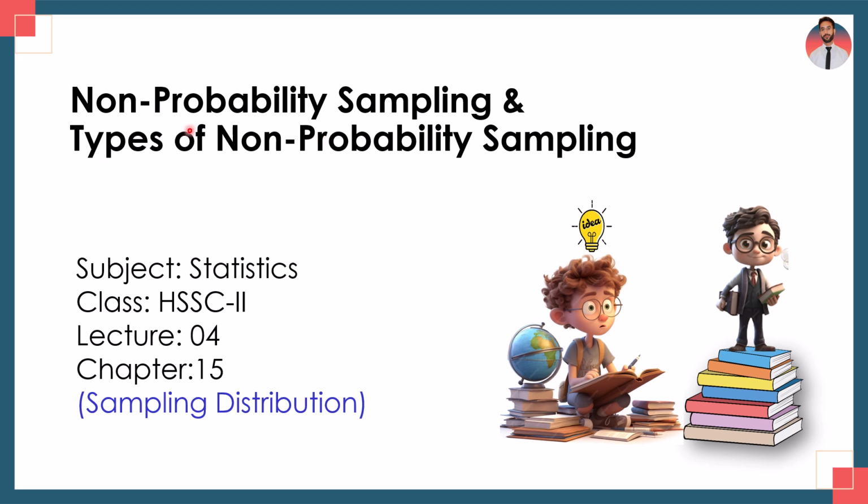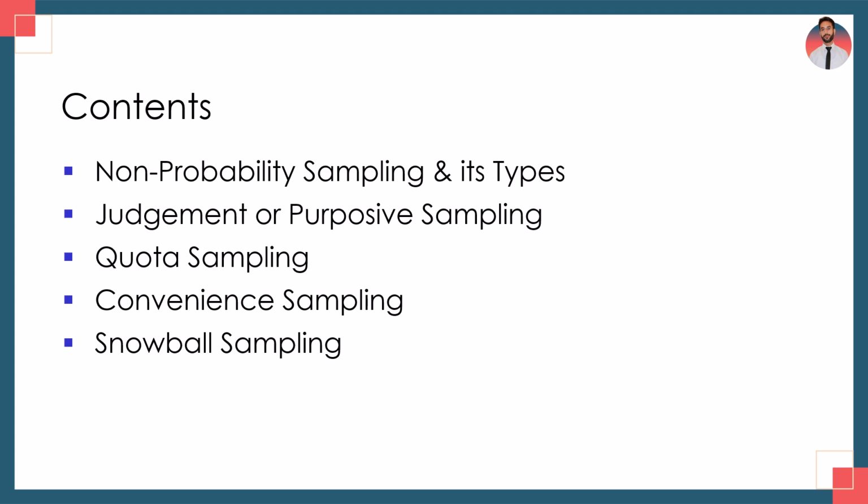Let's start the topic non-probability sampling and its types. In the contents of this lecture, first of all, I will discuss a brief introduction about non-probability sampling and its types. Secondly, I will discuss the types of non-probability sampling one by one. The first point is judgment or purposive sampling. The second one is quota sampling. The third one is convenience sampling. And the last one is snowball sampling. These are the types of non-probability sampling. In this content, I will discuss each of the non-probability sampling one by one.